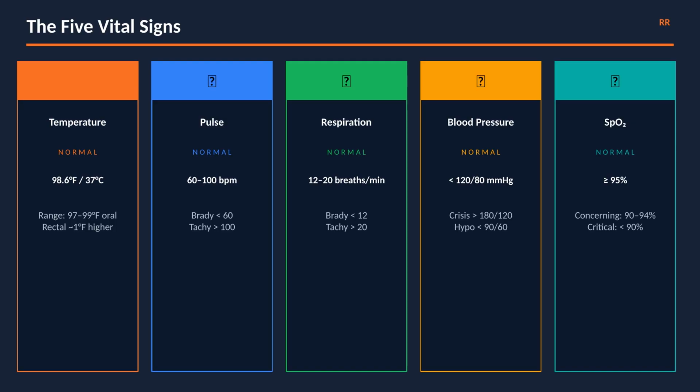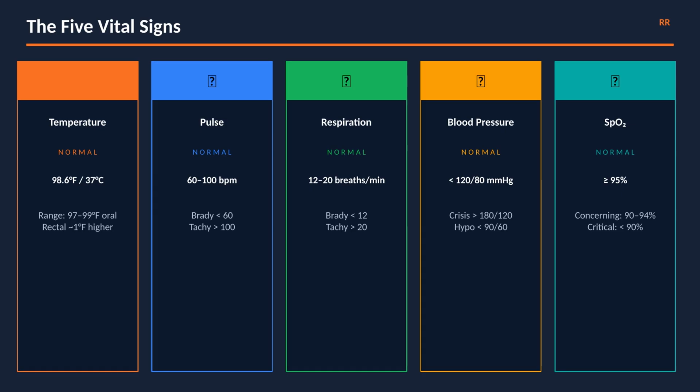Memorize these ranges. Temperature. Normal oral is 98.6 degrees Fahrenheit, or 37 Celsius. Acceptable range is 97 to 99. Above 100.4 indicates fever. Pulse. Normal adult is 60 to 100 beats per minute. Below 60 is bradycardia. Above 100 is tachycardia. Respiration. Normal is 12 to 20 breaths per minute. Assess rate, rhythm, and depth.